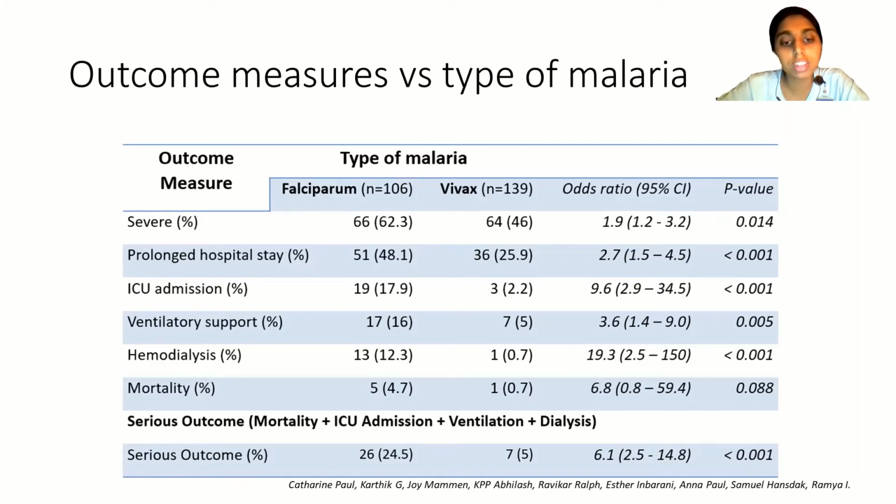Putting together all the serious outcomes such as mortality, ICU admission, ventilation, and dialysis, 24.5% of patients with falciparum malaria had a serious outcome as compared to only 5% of those who had Vivax malaria. This had an odds ratio of 6.1, the confidence interval of 2.5 to 14.8, again found to be statistically significant.